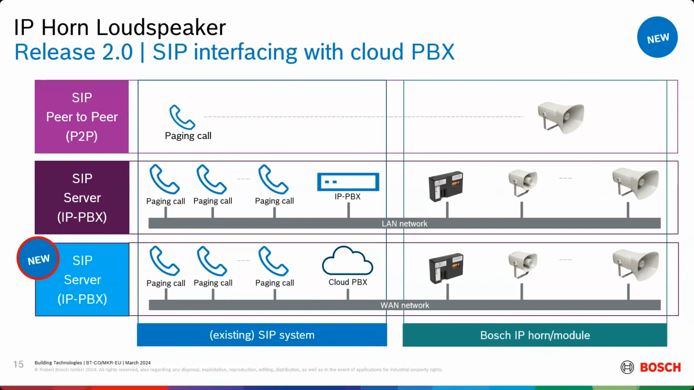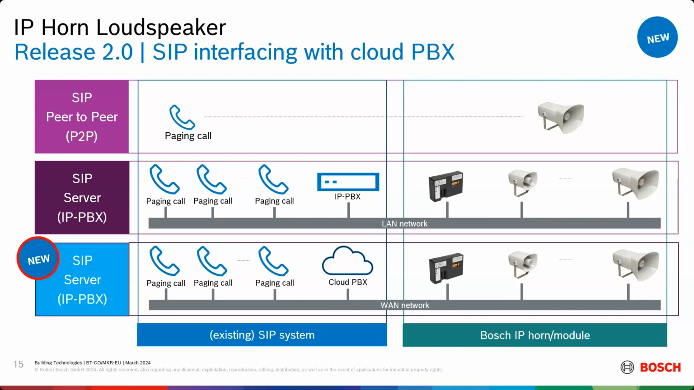Good. Then we have interfacing for SIP. We already had it with version 1.0. So we have a peer-to-peer connection where we make a direct call from a telephone to the IP horn. And of course, we had the PBX interfacing for VoIP, where we are calling through an IP PBX one of the modules or one of the IP horn loudspeakers.